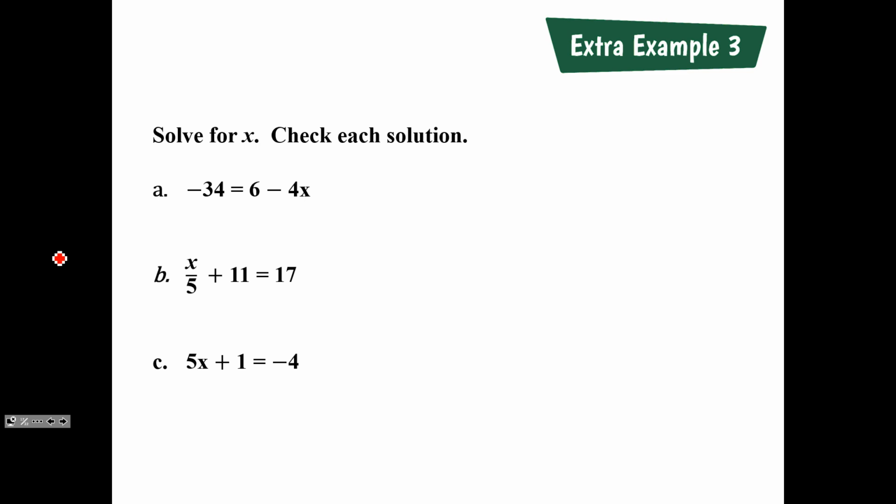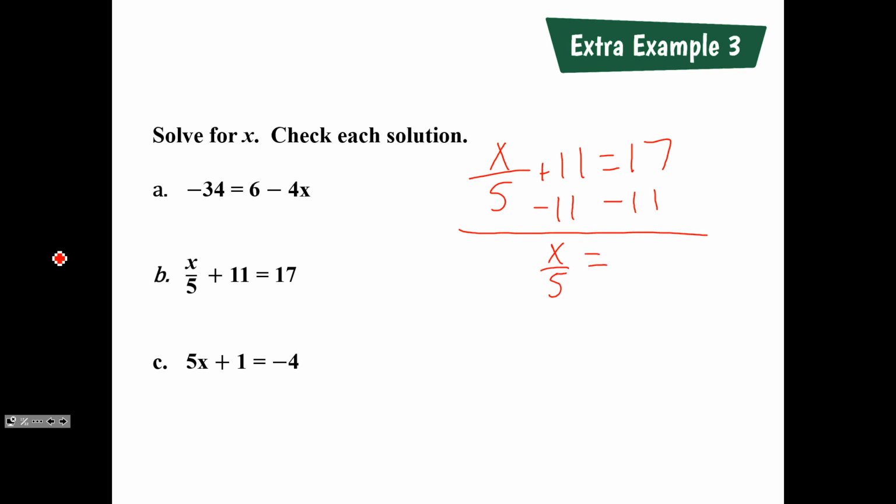Okay, raise your hand if you can tell me what the first step to B would be. Jacob. We would subtract 11. So we have our x over 5 plus 11. We're subtracting 11 from both sides, like Jacob said, because we need to get our x by itself, right? So we have our x over 5 is equal to, what did you get when you got 17 minus 11? You got 6.